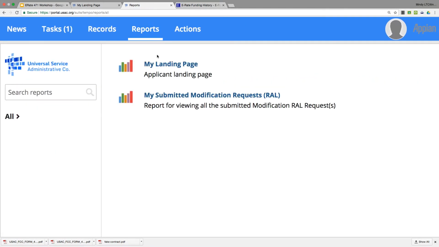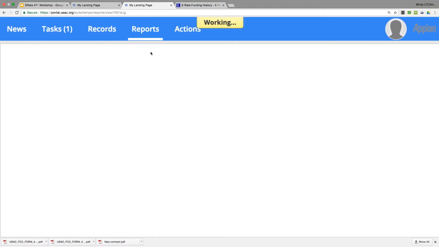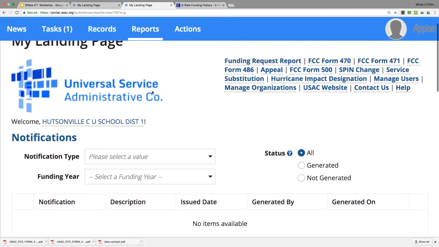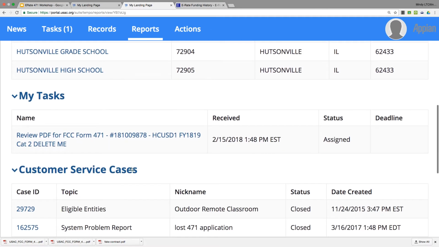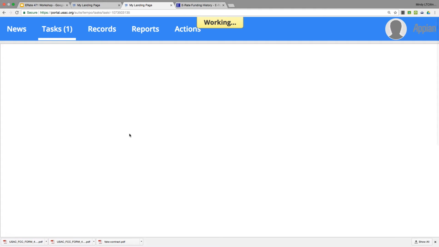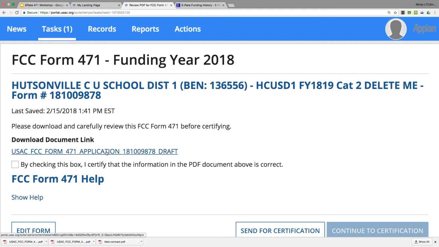So again, reports and landing page. Finally, here's my task. So down here in my task, here's my review. Just like the other one, I would download the form and review it, make sure it looks correct. Then I would check this box.